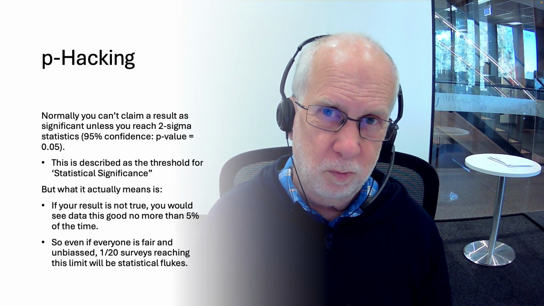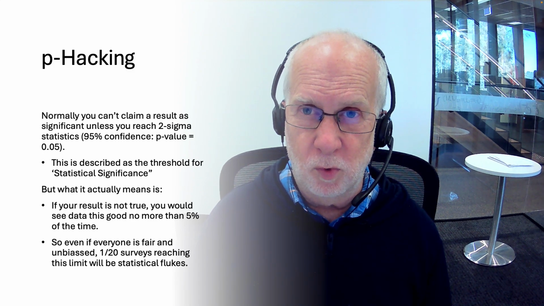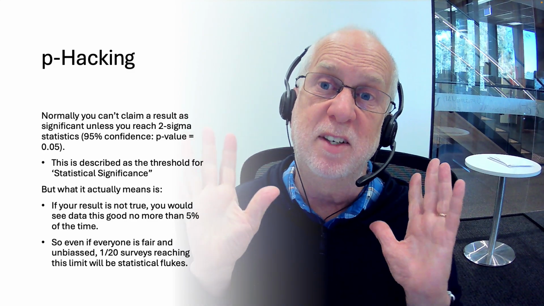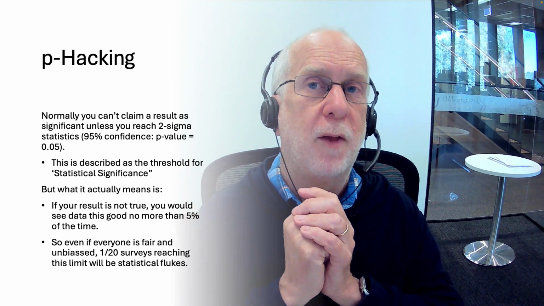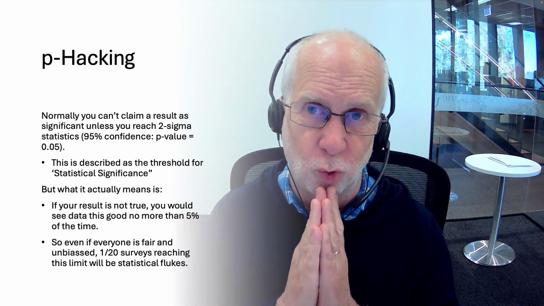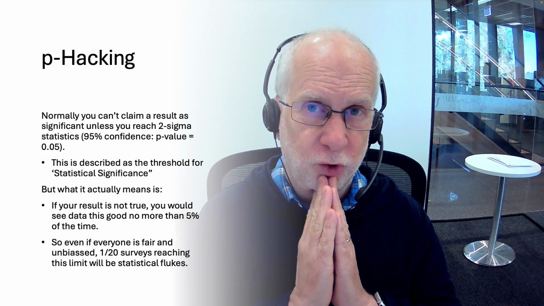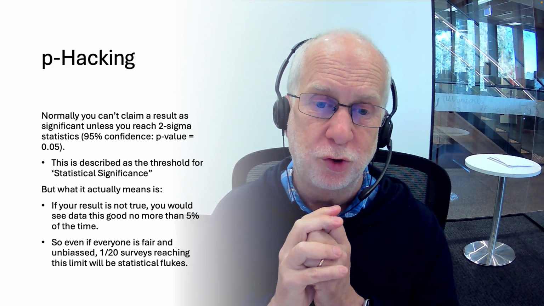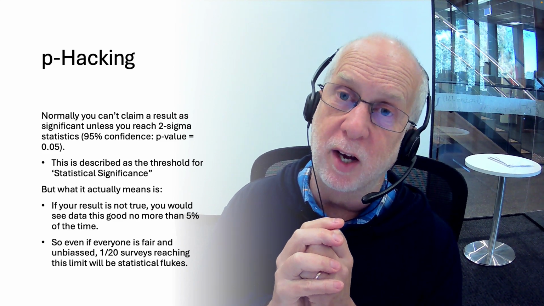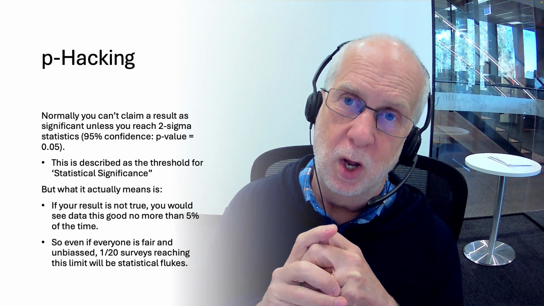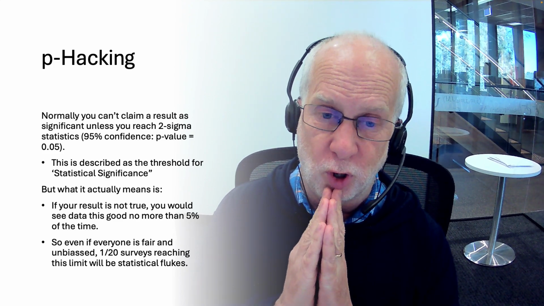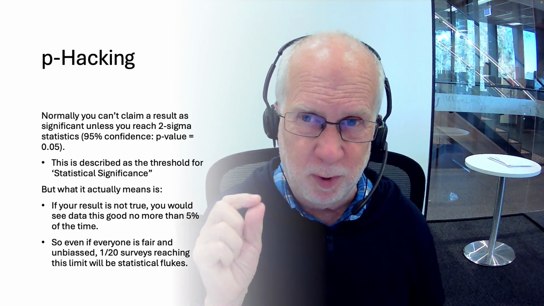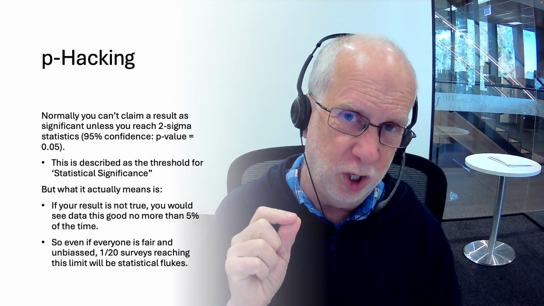Now, what people normally say is that to be able to claim that you've discovered something, your result has to be statistically significant. And this is a very widely misunderstood term. In the social sciences, normally to publish something or to claim that you've discovered a result, you'd have to say that it's reached 95% statistical significance. It's a p-value of 0.05. Now that sounds good, we're 95% confident this is correct, but that's not what the statistic actually means.